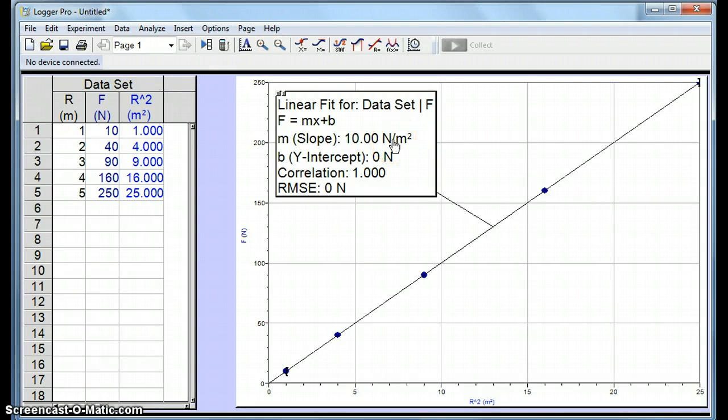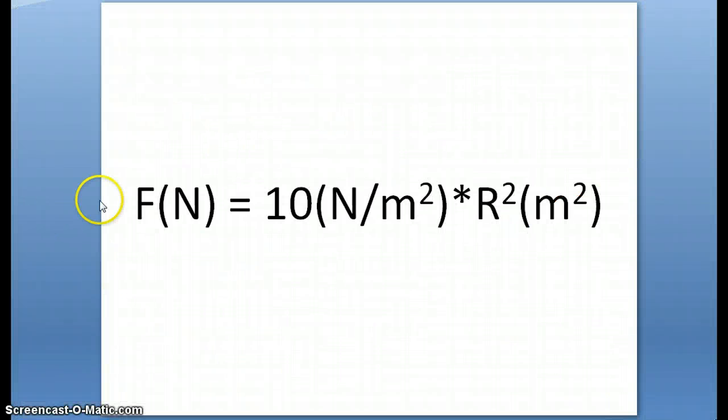The final step is writing out the specific math model. And this is going to take this form, so that we have the force in newtons is equal to 10 newtons per meter squared. That is our slope. And then we have to remember now our independent variable is squared, so it needs to be r squared times meter squared. So this now is our specific math model, and we can go on to try to determine the meaning of the slope and put together a general math model. And that is all you need to do in order to linearize sets of data that are nonlinear.